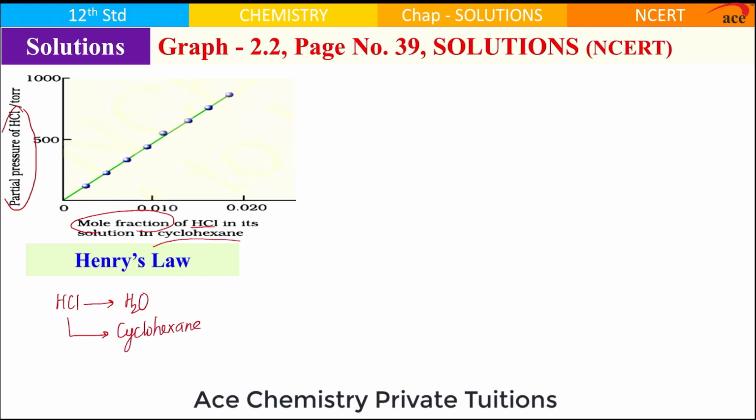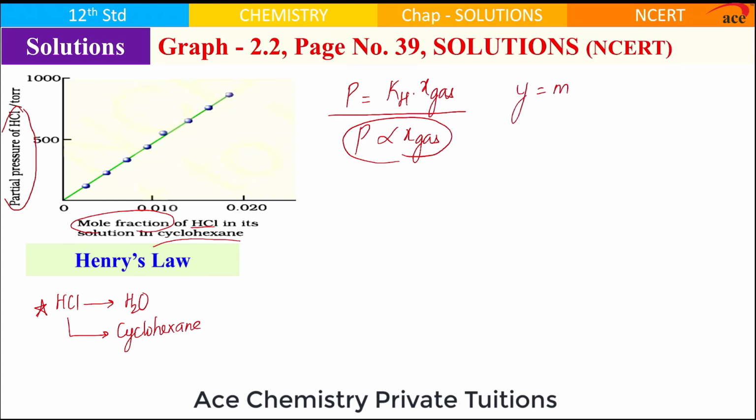cyclohexane. Another important fact that you should know about Henry's law is P is given by the formula Kh into mole fraction of a gas. So it gives you a relation between partial pressure of a gas versus mole fraction of a gas. From this you clearly know it obeys equation of y is equal to mx, where slope is given by Kh. So it will be a straight line passing through origin. This is what is seen. Straight line passing through origin.